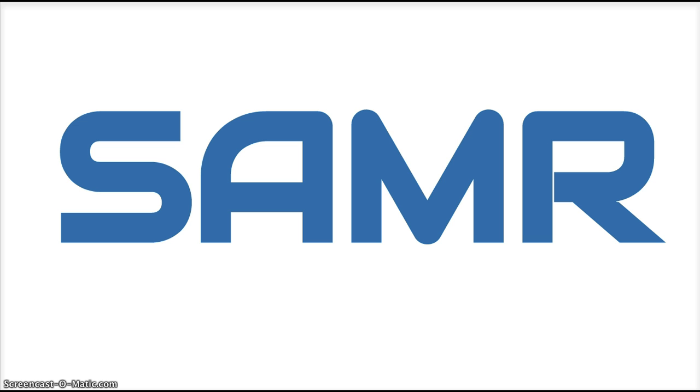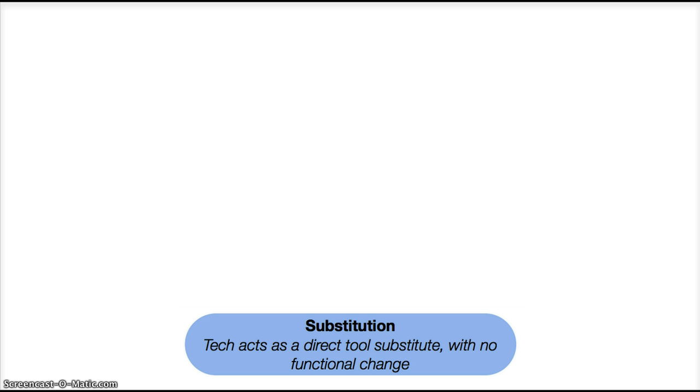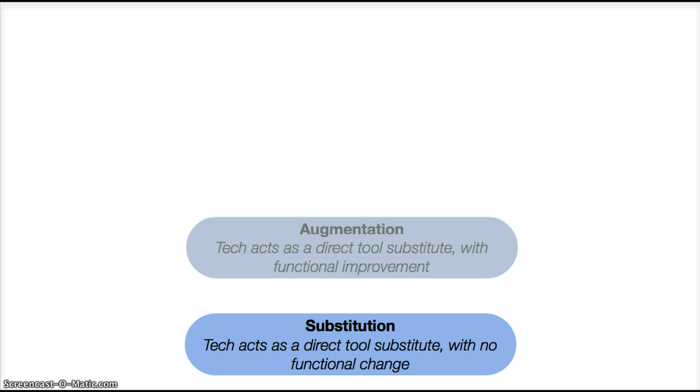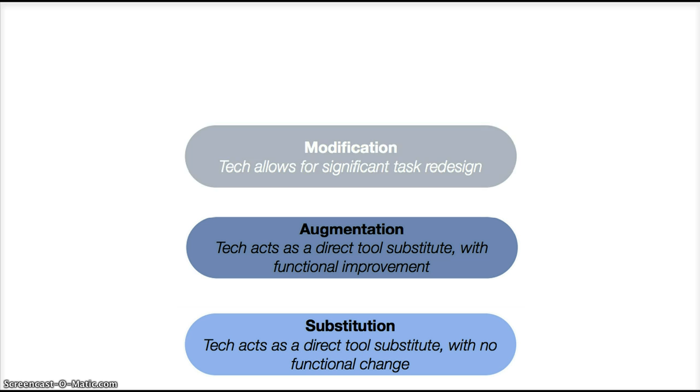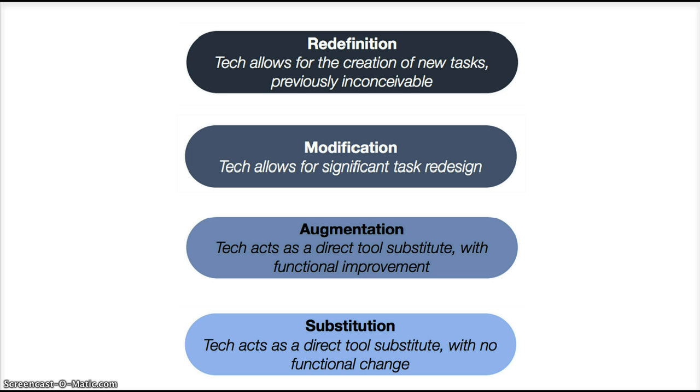One of the frameworks that we've been working with is something called the SAMR model. In the SAMR model, the first level is substitution, which means that we are just using technology as a direct tool or substitute. There's really no added benefit or functional change. The next level is augmentation, where the tool still acts as a direct substitute, but there's actually some functional improvement. Then modification, where the technology is allowing for some significant task redesign of things we couldn't have done before. And then redefinition, where using technology really allows for the creation of new tasks that we couldn't have done before.